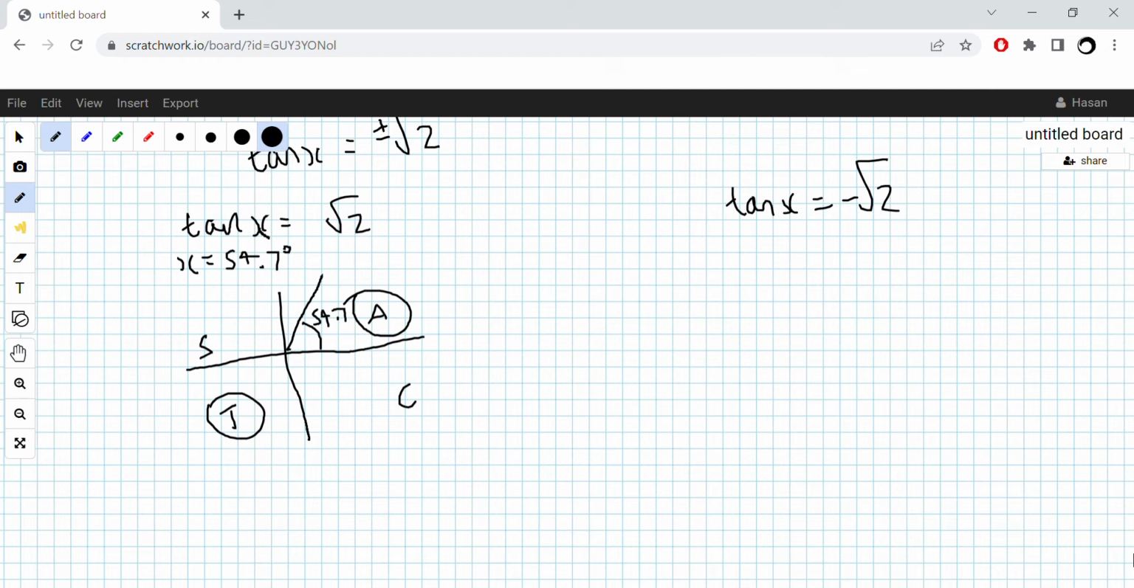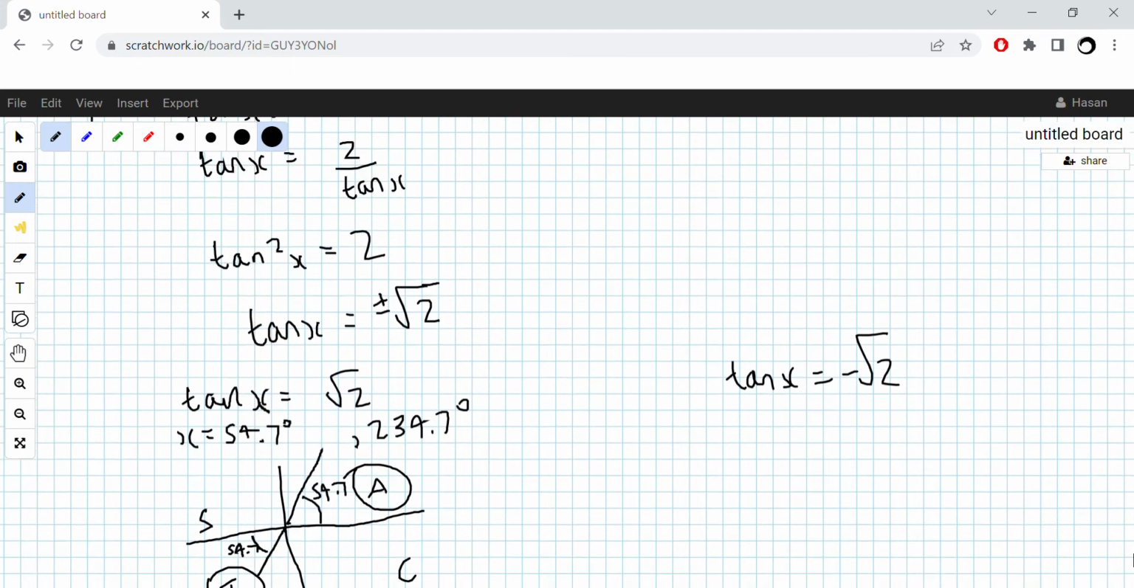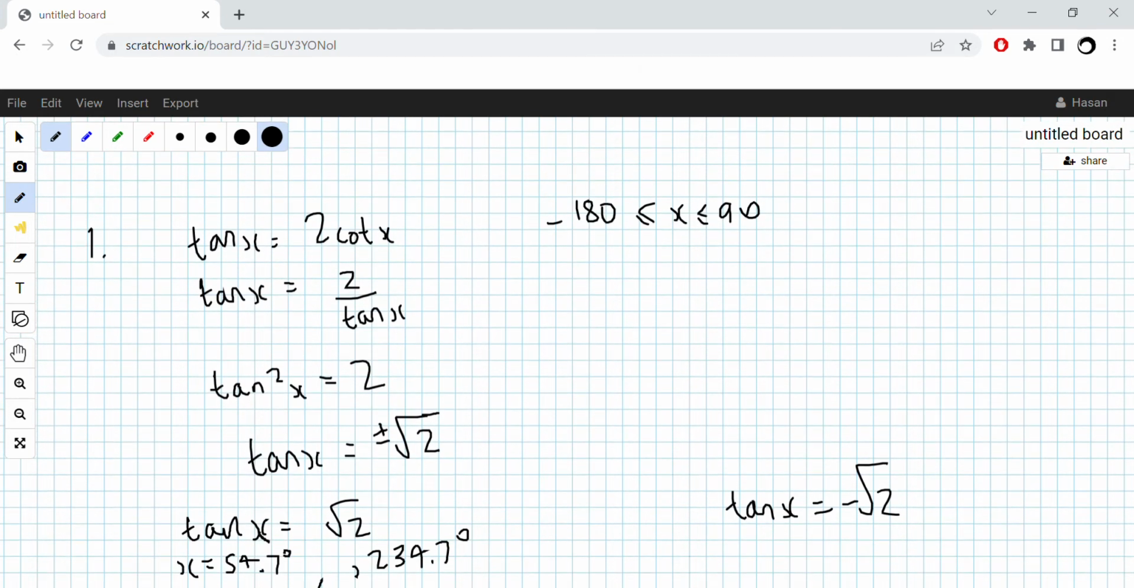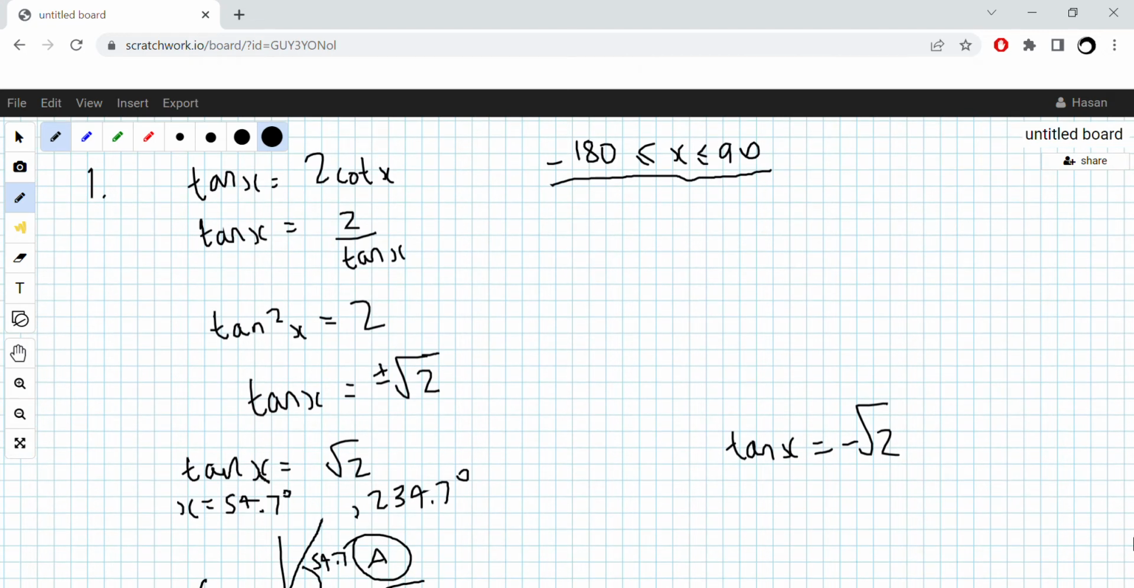The only other region where tan is positive is this one. And to find this, we would do 180 degrees plus 54.7, as this is 54.7 as well. And that gives us 234.7. However, what we need to bear in mind is our interval of minus 180 to 90 degrees. 234.7 does not lie in this interval, therefore we can remove this.